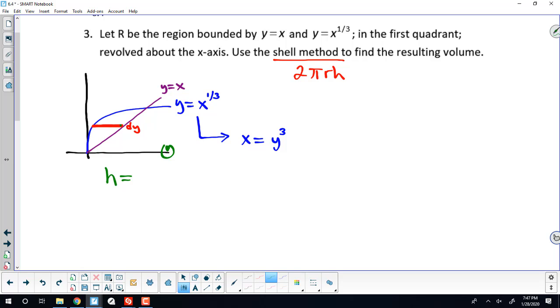Okay, so careful here. Remember, it's running this way, right? That's the height of our rectangle, the height of each cylinder. So it's running that way. It's the right minus the left. Yeah. So the right function is x equals y. So y minus y cubed. Right minus left.